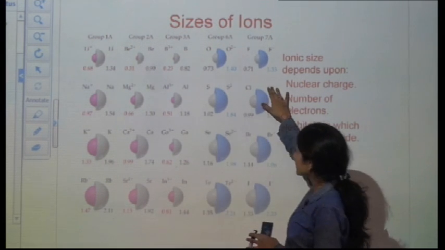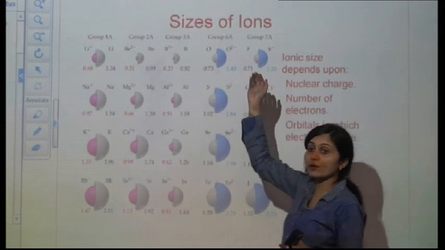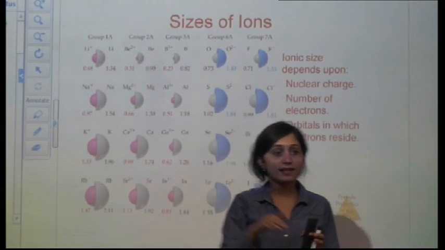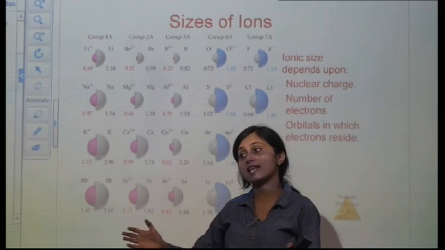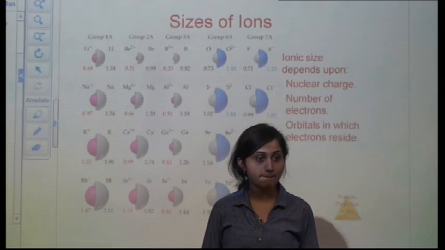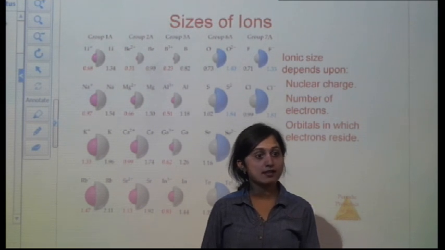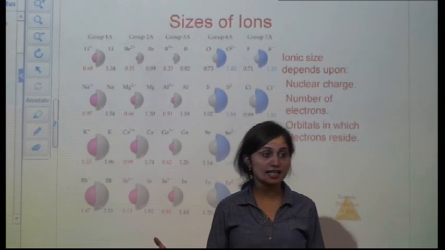And anions ka size is greater because now when the electrons are added up, they will face inner shell electronic repulsions because of which the size will tend to expand. So in case of anions, the size will increase. Clear?